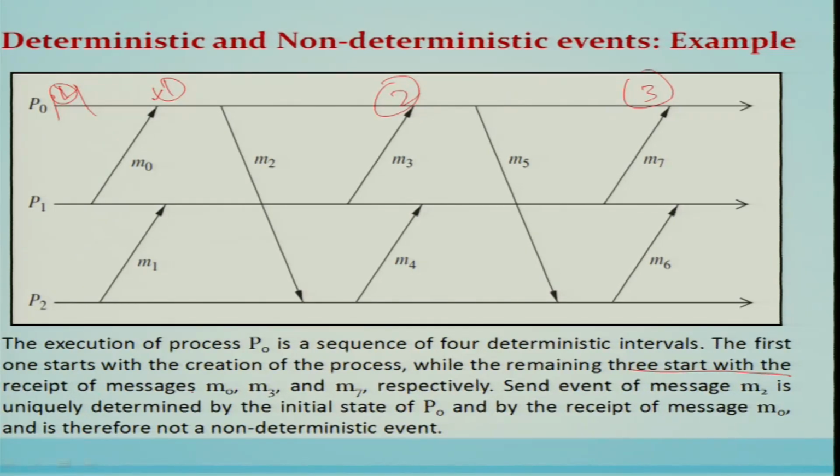The remaining 3 start with the receipt of messages M0, M3 and M7 respectively. So the send event of the message M2 is uniquely determined by the initial state of the process P0 and by the receipt of the message M0, and therefore it is not a non-deterministic event. So that means with relation to the start of a process, you can determine the instance when this particular message is sent. Hence it is not non-deterministic, it is a deterministic event.